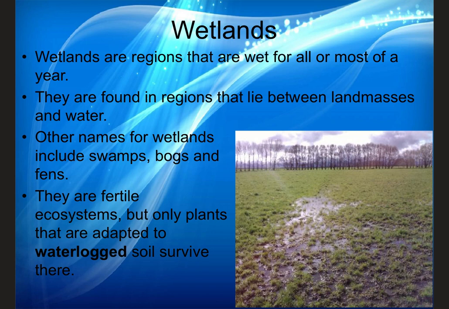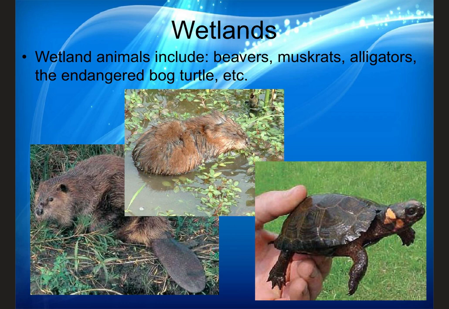So literally, this is talking about how, if you overwater plants, they'll die. So the plants that live here can't be prone to having issues with excess water. All right. Wetland animals include things like beavers, muskrats, alligators, and the endangered bog turtle, along with other things, but that's just what it's showing here.